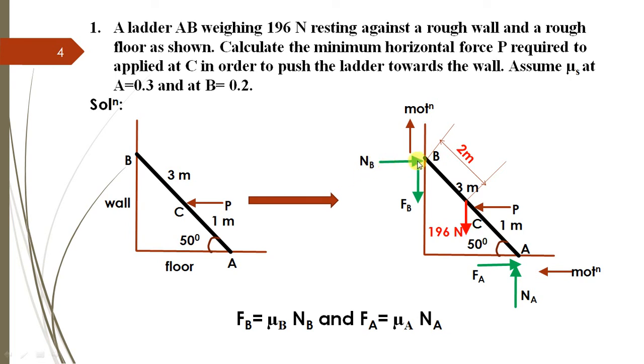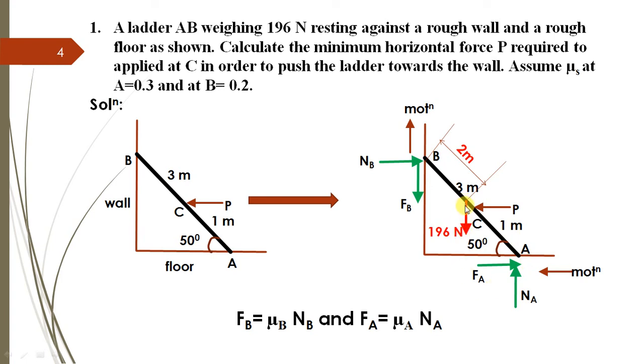This is the reaction offered by the wall onto the ladder, shown by the notation NB. As the ladder moves upward, the friction will be downward, given by the notation FB. Then NA is the normal reaction offered by the floor onto the ladder, and FA is the friction offered by the floor onto the ladder. As it is moving towards the left, friction will be towards the right, and the angle of inclination is given as 50 degrees.